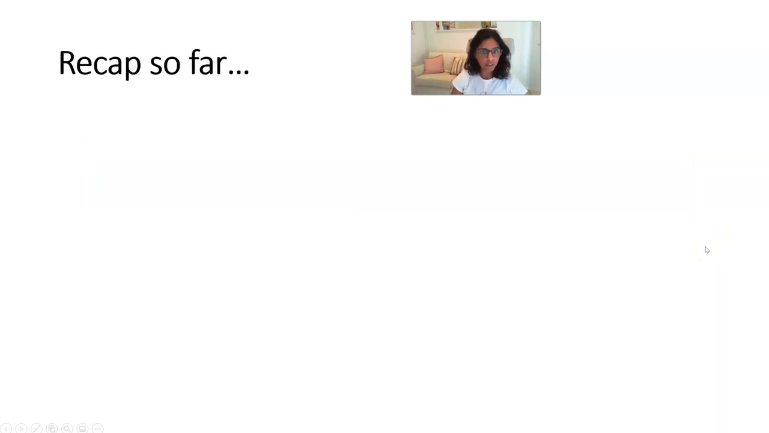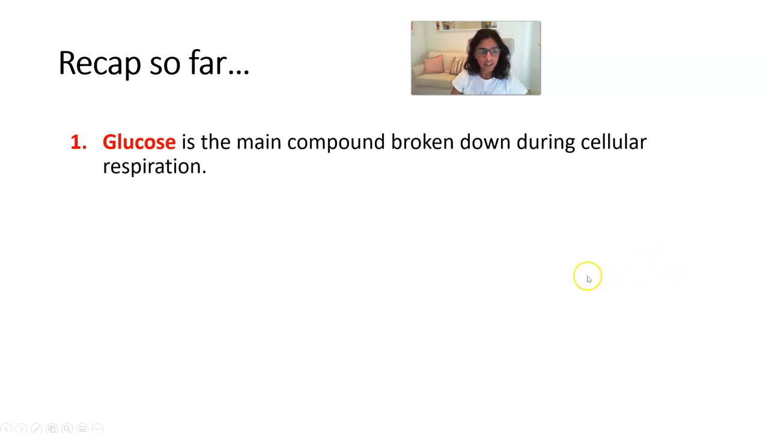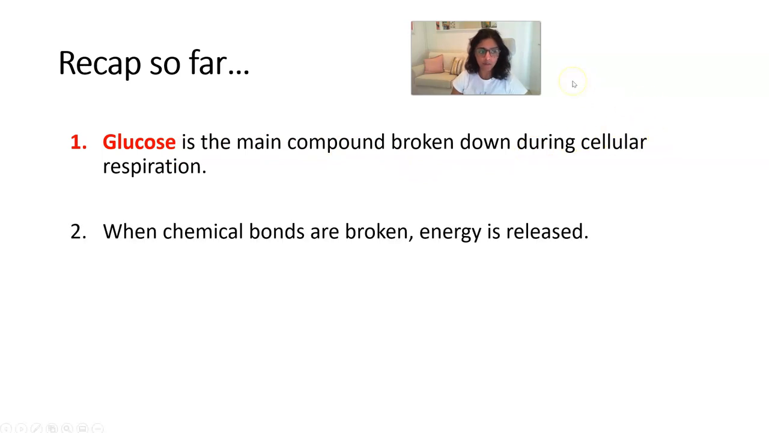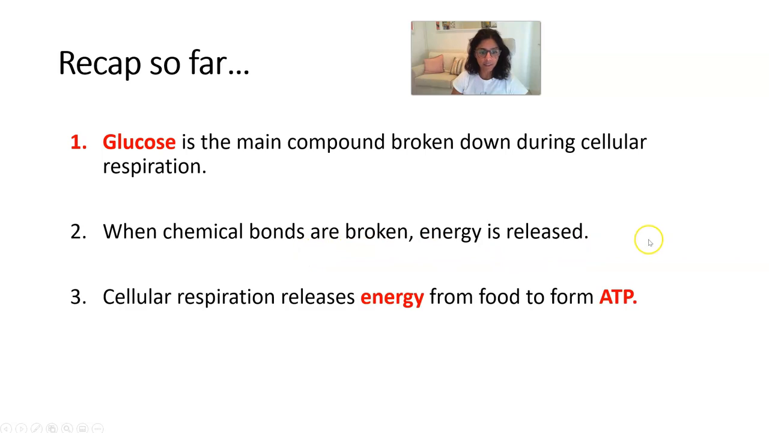Okay, so let's recap what we've learned so far. We know that glucose is the main compound broken down during cellular respiration. We would refer to this as the main respiratory substrate. So glucose is the main respiratory substrate because it's mostly used in respiration, so that is cellular respiration, and the substrate meaning that it's the main substance that is broken down. When the chemical bonds in our respiratory substrate are broken, we release energy, and that energy is used in cellular respiration to form ATP.